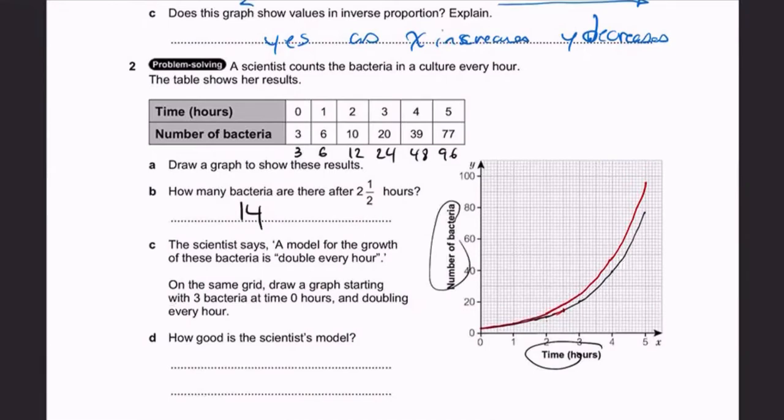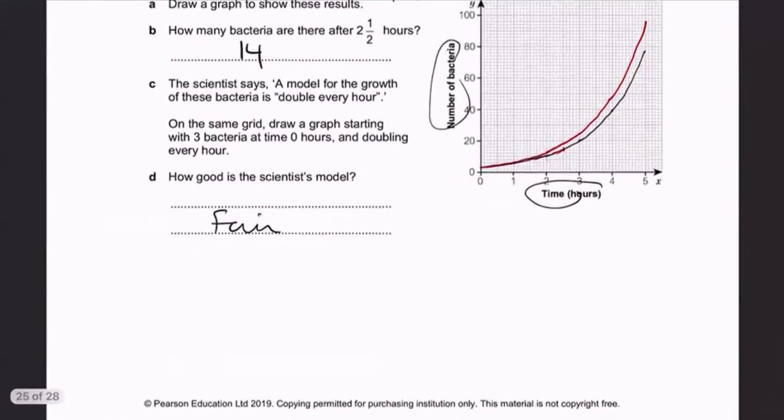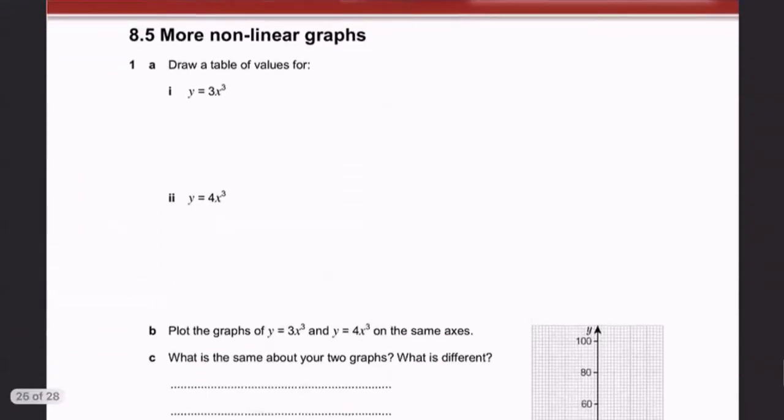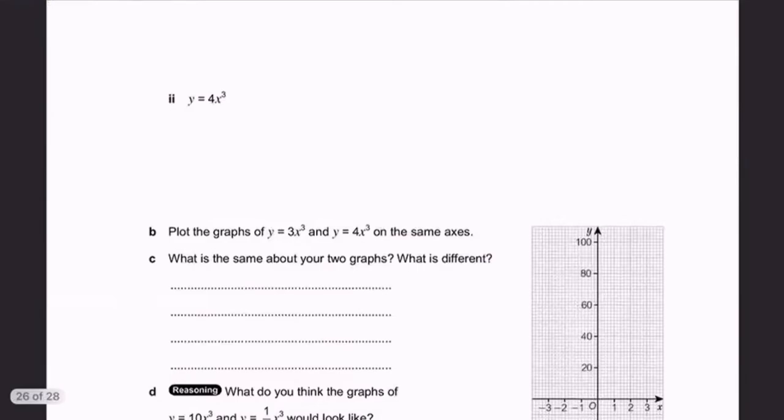On how good is the scientist's model? It's fair. You can say fair, not good, not excellent, nothing else, you can say fair. Because it is similar to doubling, but it's not 100% doubling, so it's fair. More non-linear graphs. Draw a table of values for y equals 3x cubed and 4x cubed. Plot the graphs of 3x cubed and 4x cubed on the same graph.